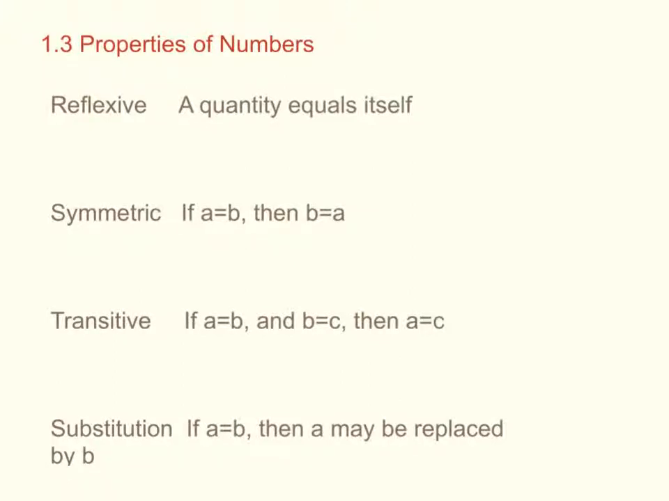Today we're going to take a look at section 1.3, which are different properties of numbers. There are several properties that we're going to take a look at. The first four properties are on this page. The first one is reflexive, and it just means that a quantity equals itself. Kind of like your reflection in the mirror, you see yourself back. It's the same idea. So for example, it's like saying 6 is equal to 6.